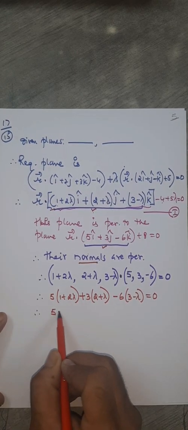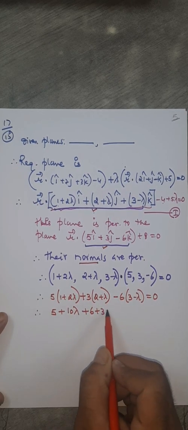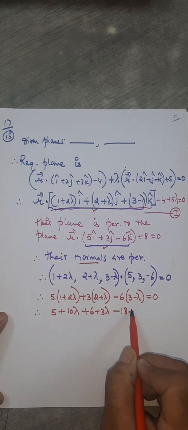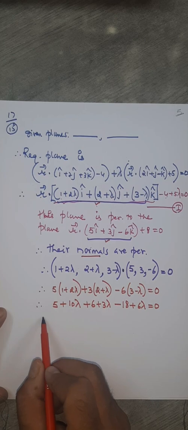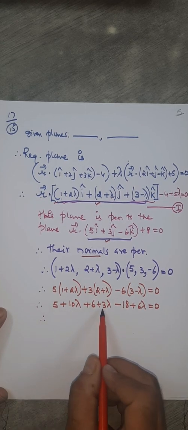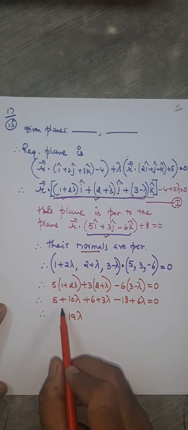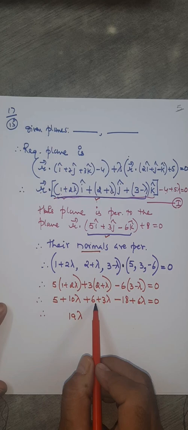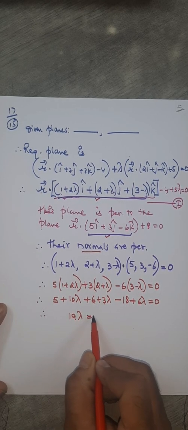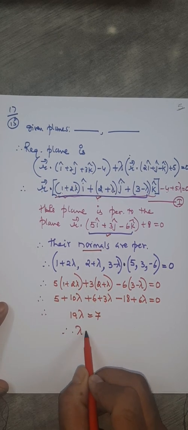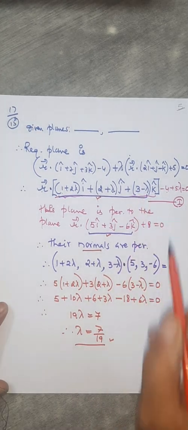So here, 5 plus 10 lambda, 6 plus 3 lambda, minus 18 plus 6 lambda equals 0. So let's find lambda from this. Here you will get 10 plus 3, 13 plus 6, which is nothing but 19 lambda. And here you will get 5 plus 6, 11 minus 18. So we'll get 7. So lambda equals 7 by 19. Now we put this value of lambda over here.